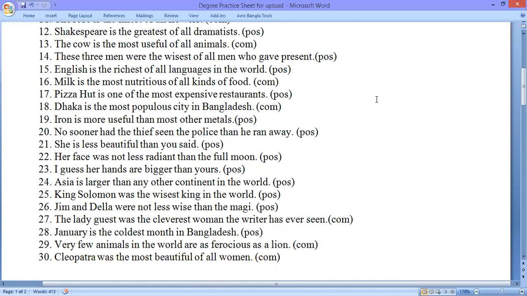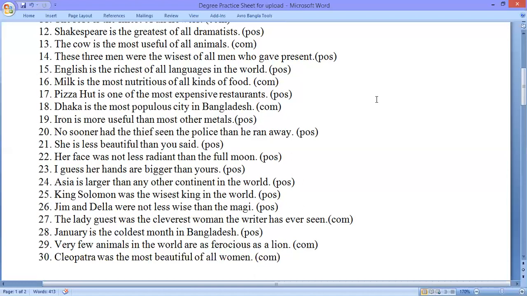This is number 24. The question is, Asia is larger than any other continent in the world. We shall have to make this positive. So it has come from the first rule of degrees. So we need to use no other at the beginning of the sentence. The solution is, no other continent in the world is so large as Asia. I'm repeating, no other continent in the world is so large as Asia. I think you have got the point.